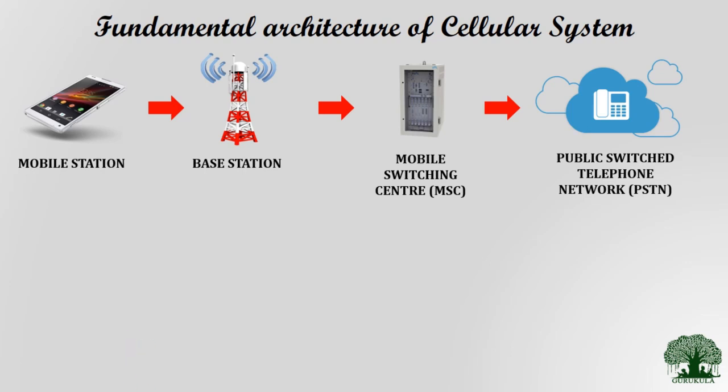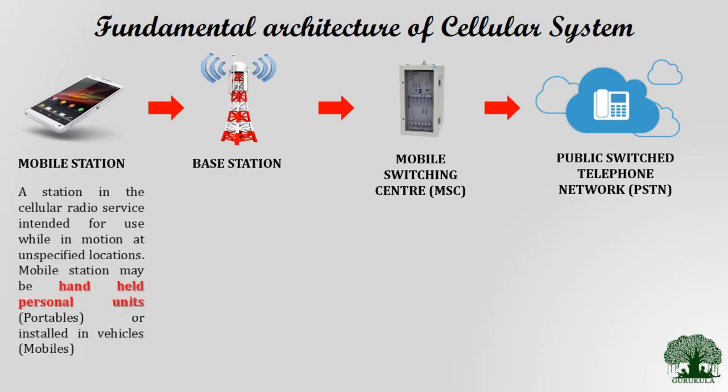So the mobile station is nothing but our handheld device that we have in our hand. That is what we refer to as the mobile station, and it moves from one point to another. The signals generated from the mobile station are forwarded to the next component, which we call the base station.